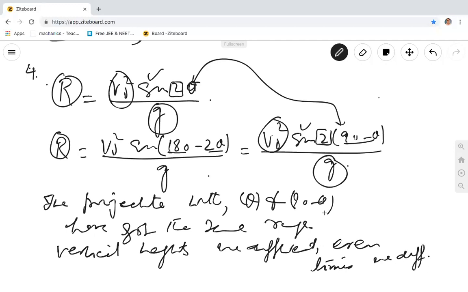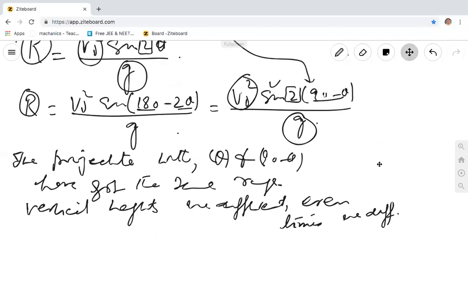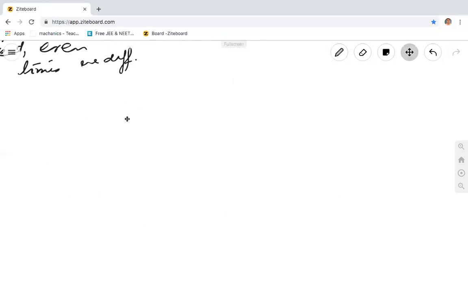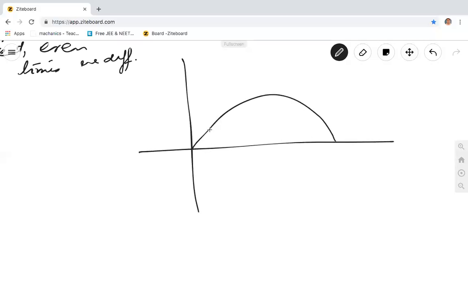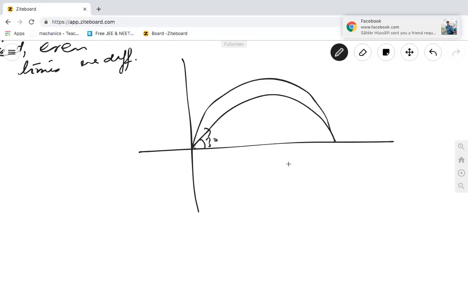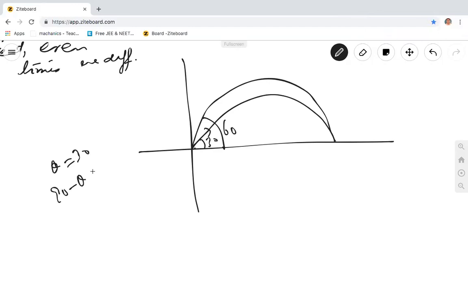You follow my point? Yes, sir. Now, I want to give you examples. Suppose there is a range at an angle of 30. The range is this. Angle of 60 will be like this. Suppose it is 60, it will be like this. Because if theta is 30, then 90 minus theta is equal to 60. That means 30 and 60 will have the same range.